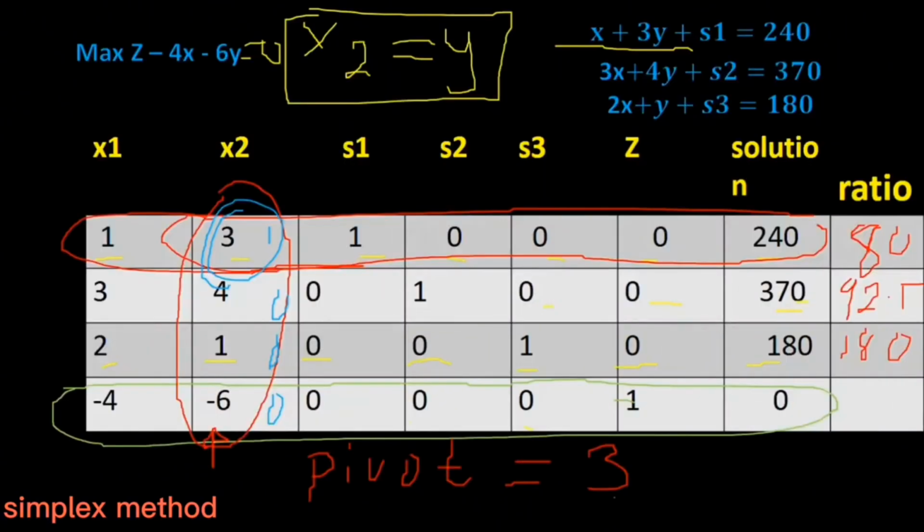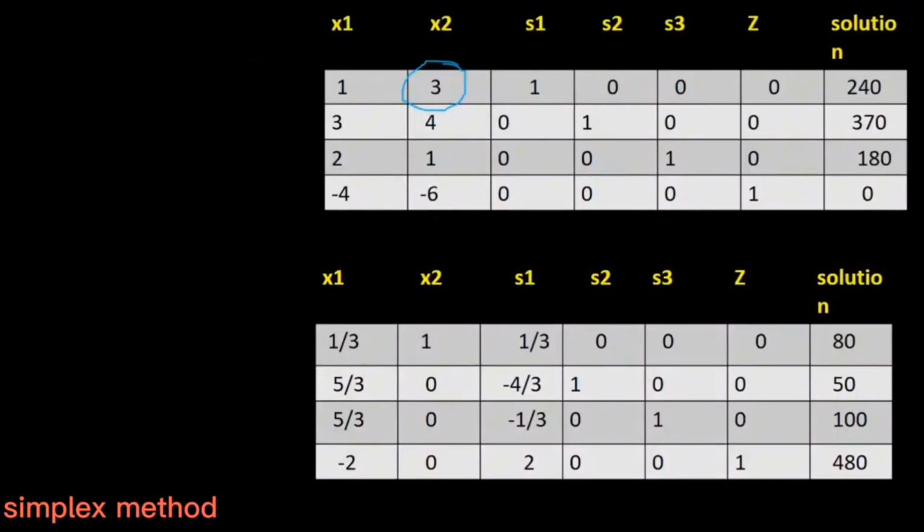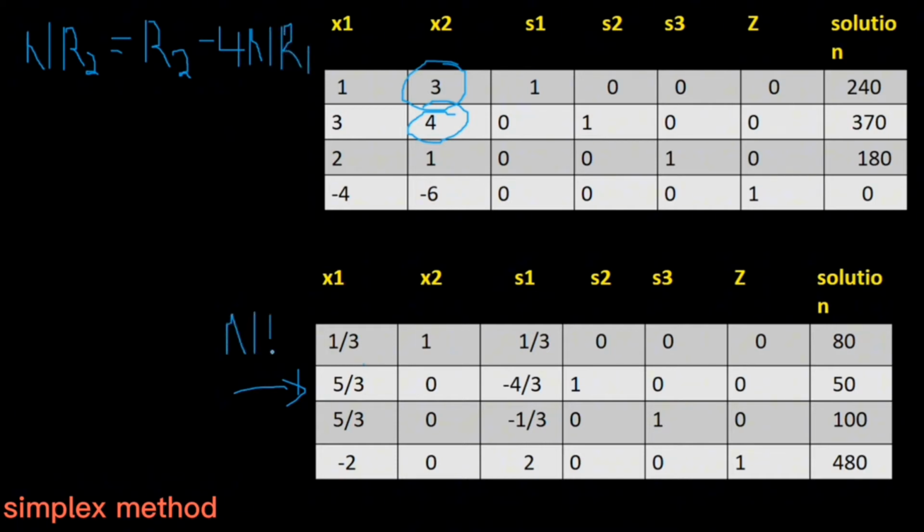The last one is 240 divided by 3, that is 80. To find now the new row 2, our objective is to have a 0 at this point, a 0 here. To have a 0 here, the new R2 is equal to R2 minus 4 times new R1. You ask yourself, why are we using R1? We must use R1 because we chose this as the pivot.